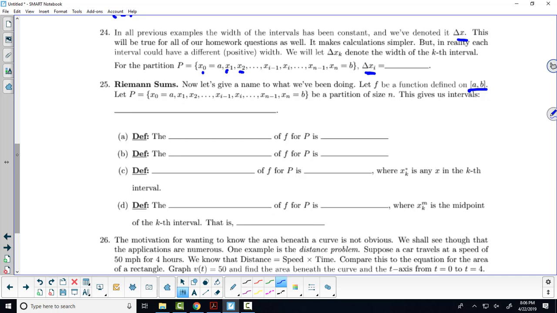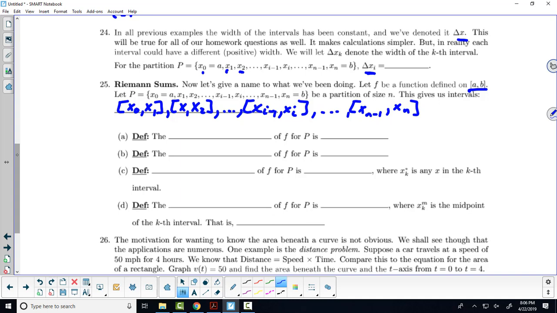And then when we give that partition of size n, it gives us the intervals that go from x0 to x1, x1 to x2, ..., xi minus 1 to xi, ..., xn minus 1 to xn. Those are the intervals it gives us. We can always do this. For any function, we can do this.